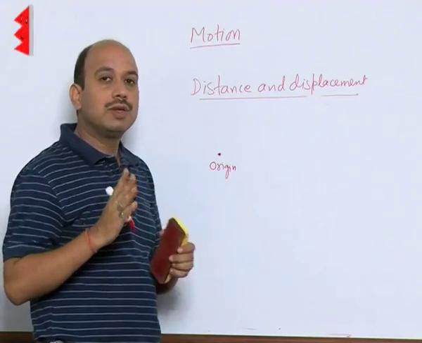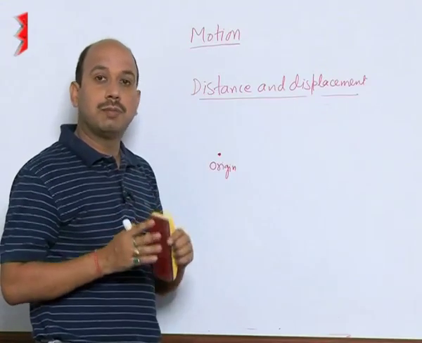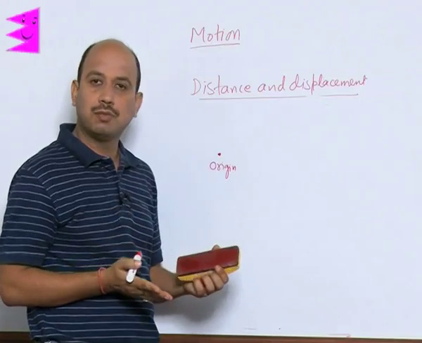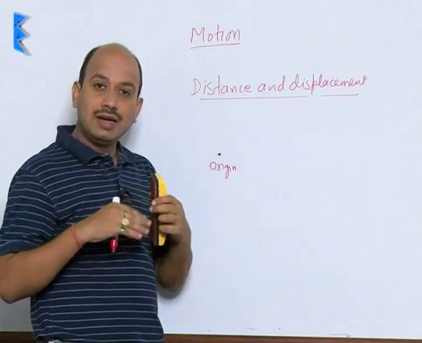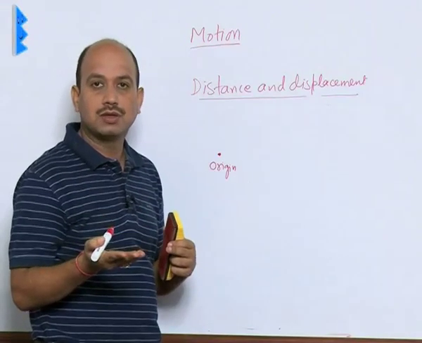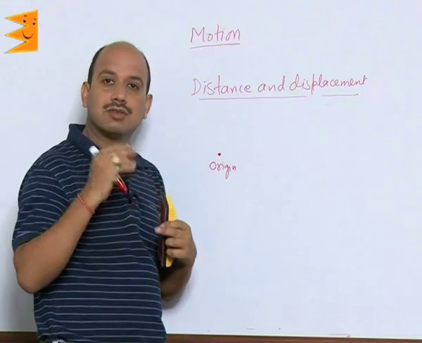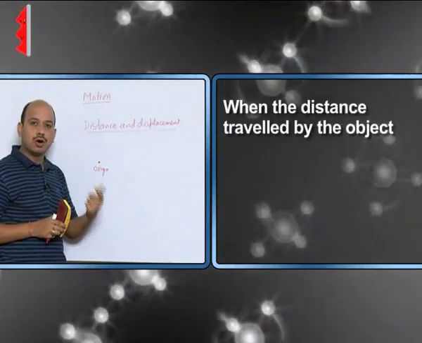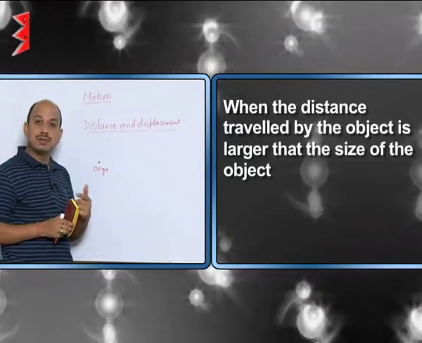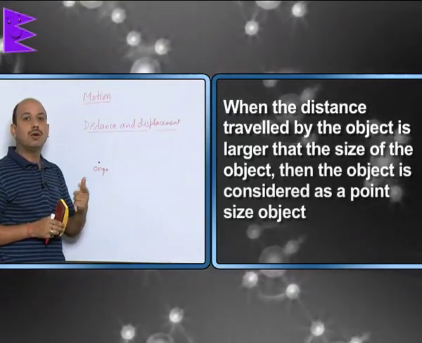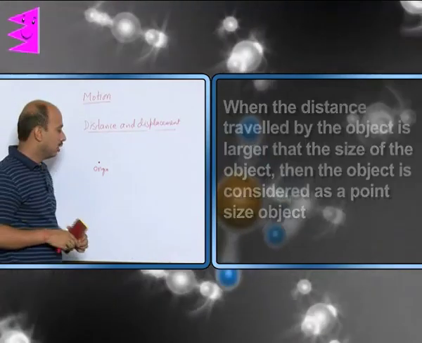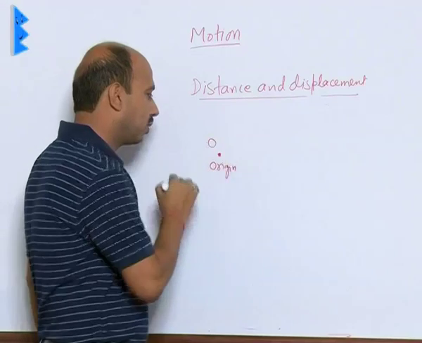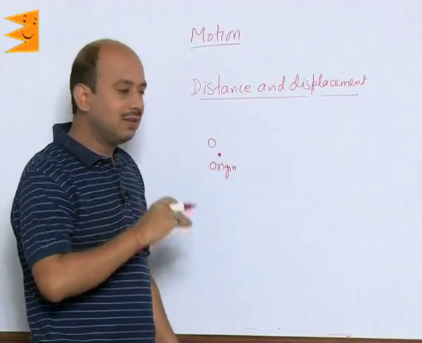Sometimes we can consider train as a point sized object, bus as a point sized object, car as a point sized object, a very small object is also considered as point sized. But what are the conditions when we consider a train as a point sized object? Suppose the train is traveling a very large distance, 2000 kilometer, 3000 kilometer, whatever you can take. Whenever the distance traveled by the object is much larger than the size of the object, then the object is considered as a point sized object. Now I have taken a point sized object at origin, which I have given as point O. Here we are ignoring the size of the object.